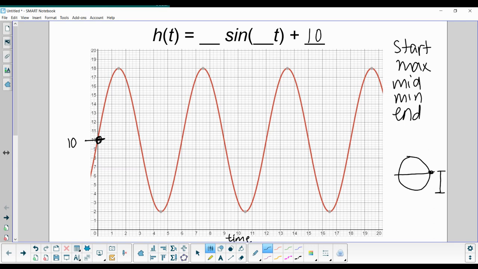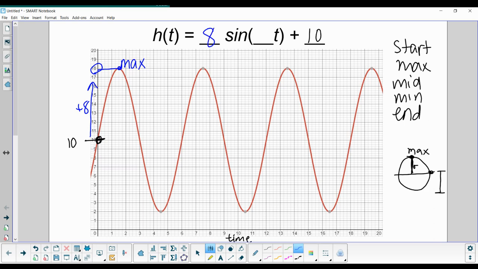And now I have to figure out how high does my Ferris wheel go if I start at 3 and I end up here at my maximum. So that's going to help me find my radius. So if I start at 10 and I work my way all the way up here to the maximum is 18. So that means that I had to go up 8 in order to get there. So I know that my radius is going to be 8.